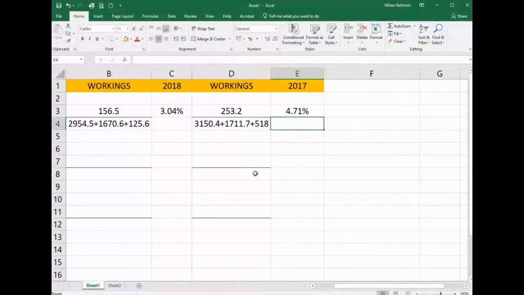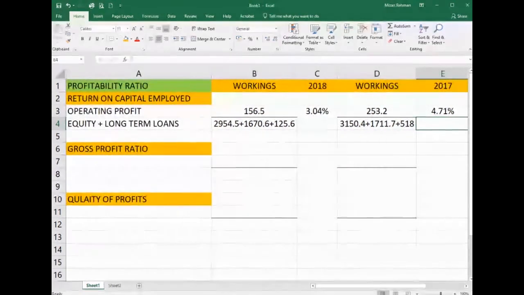Okay, so we have calculated ROCE for Marks and Spencer for 2 years, and this shows that ROCE for M&S has declined or deteriorated from 2017 to 2018, which is a bad thing. So that is the understanding of the results. That means the profit has gone down, the performance in this area has deteriorated.